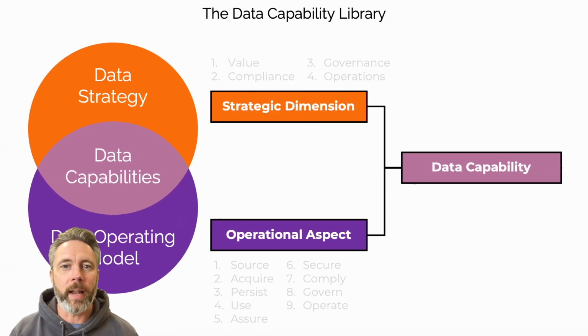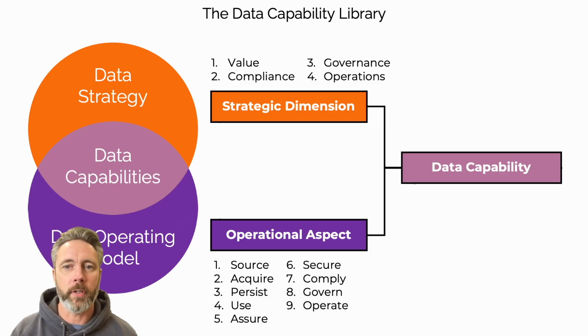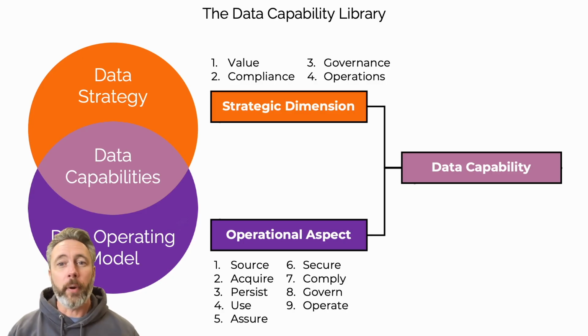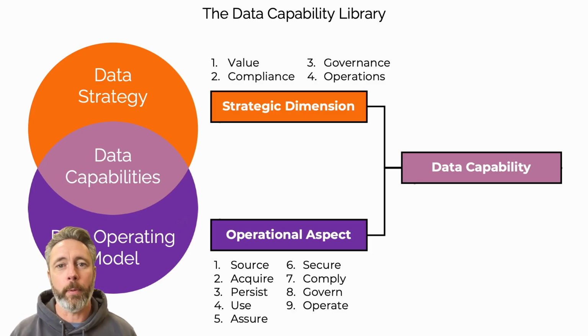So at a strategic level, data capabilities are grouped into just 4 simple dimensions. And that keeps data strategy easy to explain and easy to engage with. And on an operational level, those same data capabilities are organised into just 9 operational aspects. And this allows the data operating model to remain structured but still understandable. And behind both views sits this same common set of data capabilities.